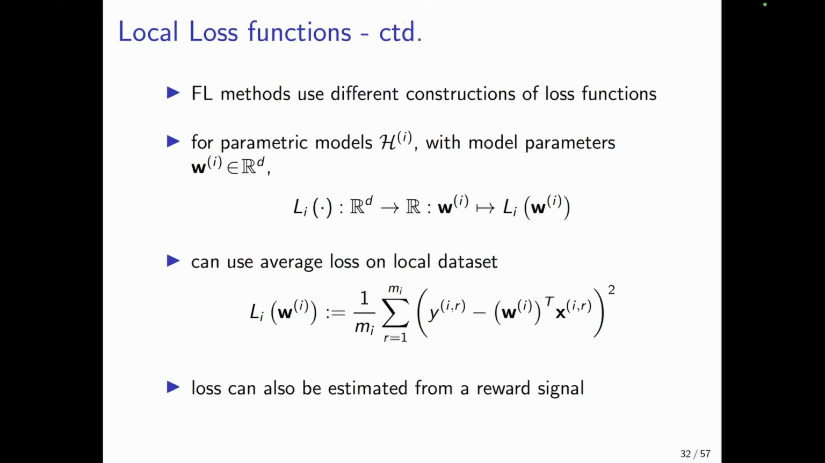Here's an example where we use a linear model as the local model and the squared error loss. Then we can write down the local loss function as a function of the model parameters, and it looks like this. The local loss function is the average squared error loss on a local data set or local training set. But there might be other nodes which must somehow estimate the loss from a reward signal, like in reinforcement learning. So you could also couple devices which run reinforcement learning with other devices which do clustering, and a third device does linear regression.